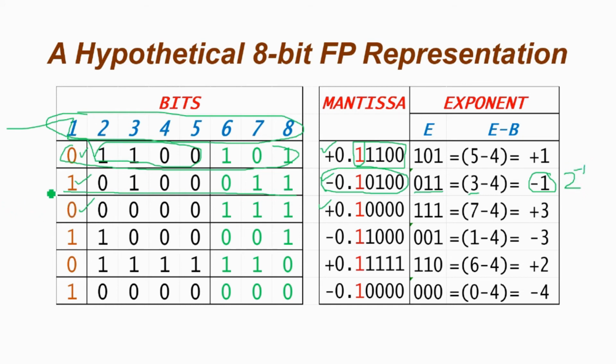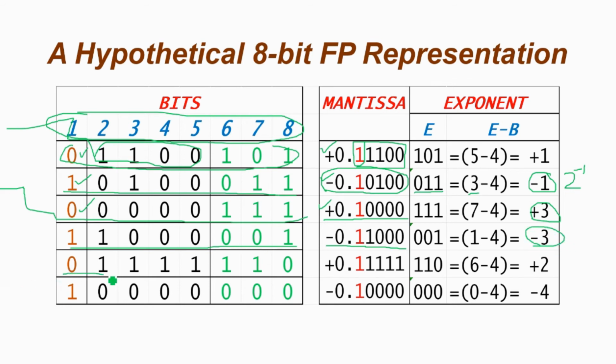Next one is this number out here, 0000111. So this indicates a number of plus 0.10000 and an exponent of 7 minus 4, exponent of 3. The next number is 1100001. This indicates a mantissa of minus 0.11000 and an exponent of minus 3.